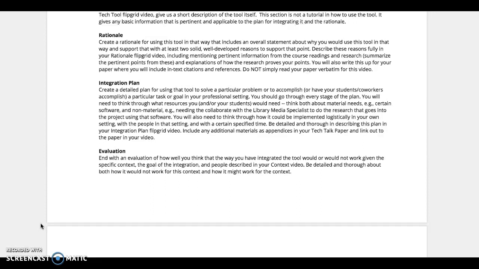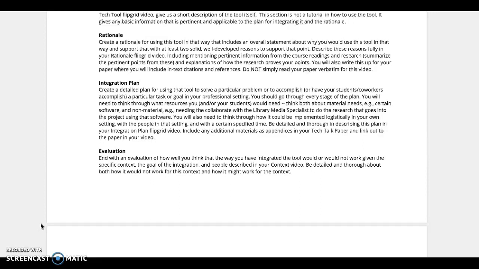I'm going to integrate it for this particular lesson, in this particular way. It isn't, oh, I could use it for group work, or I could use it for this. It isn't a listing of all. It's one specific, very detailed integration of that media or technology tool. So we need to think about it that way.